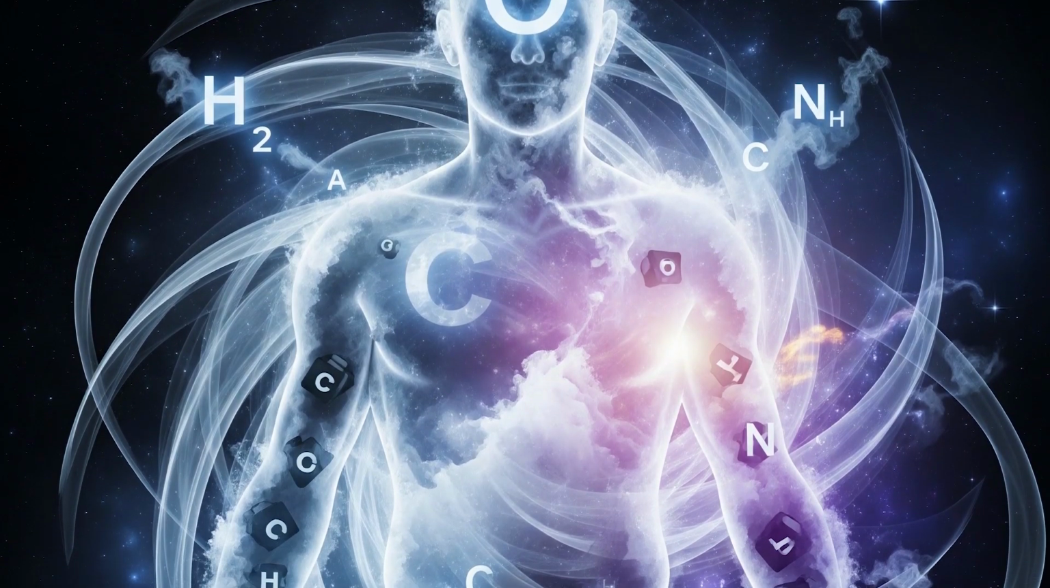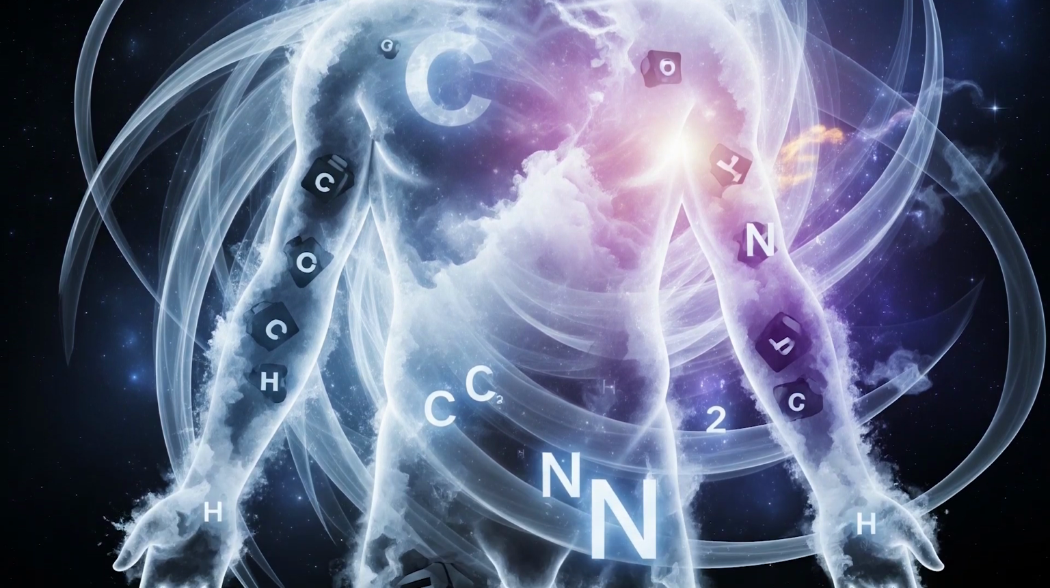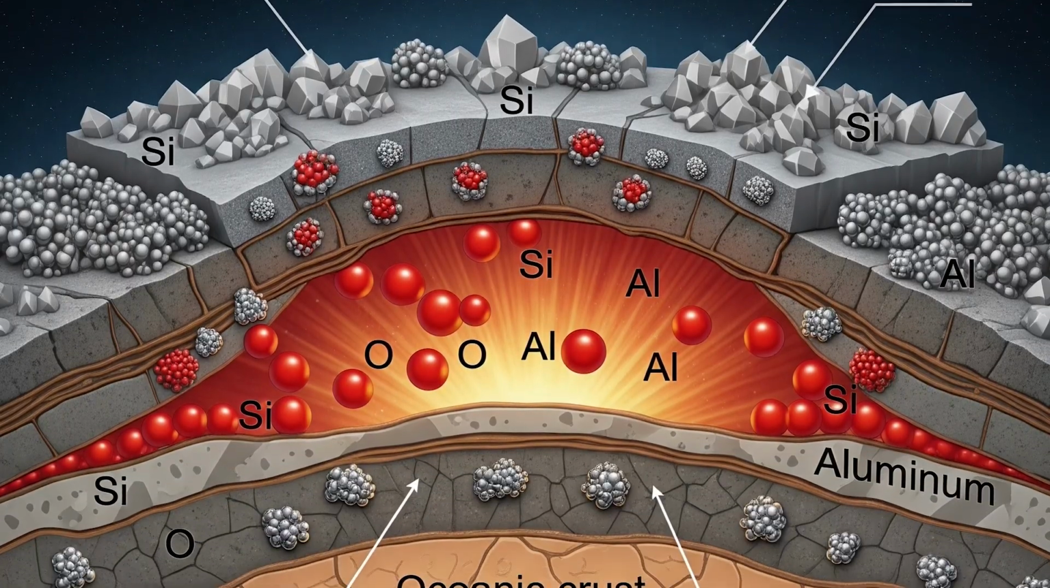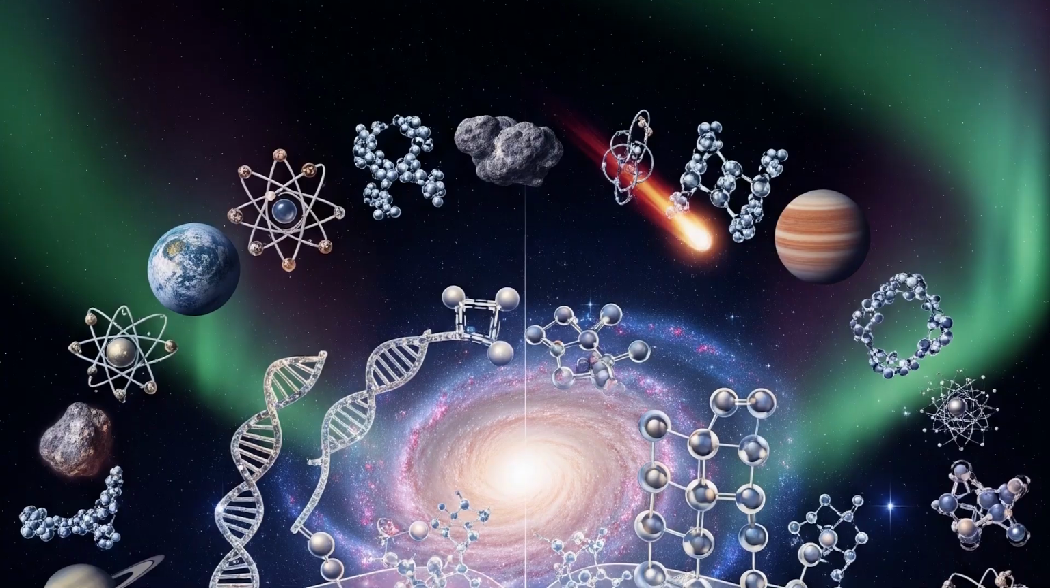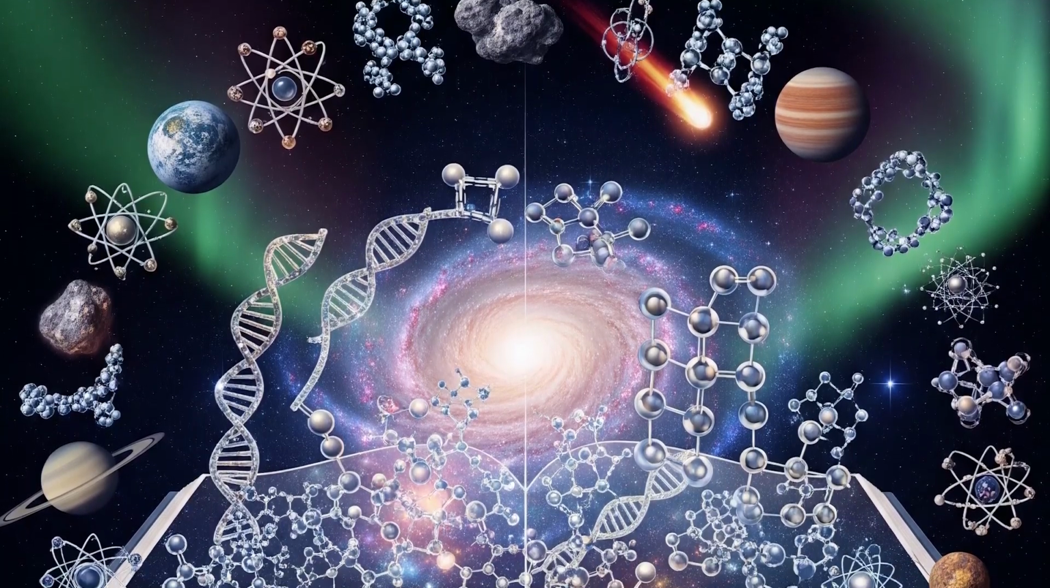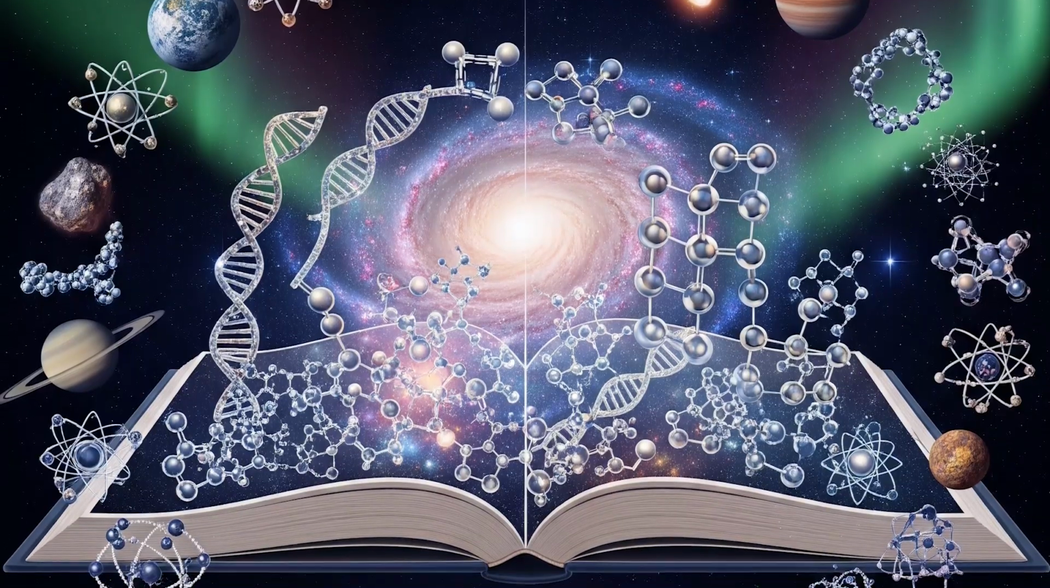Your body? Mostly oxygen, carbon, hydrogen, and nitrogen. The Earth's crust? Silicon, oxygen, and aluminum. Stars? Hydrogen and helium. Atoms and molecules are like the universal alphabet that writes the story of the cosmos.